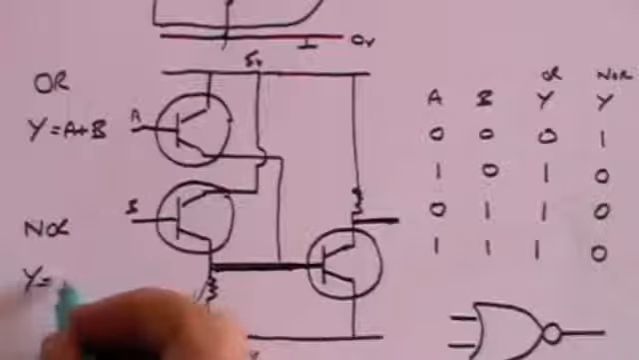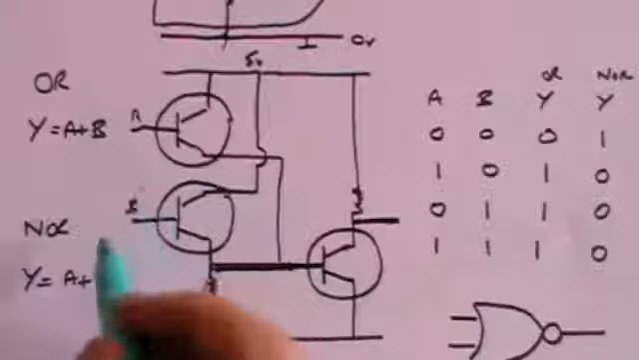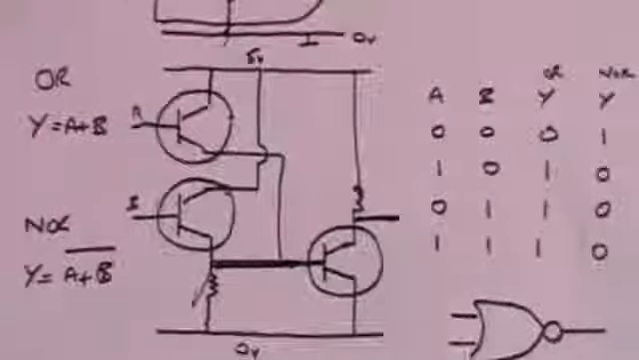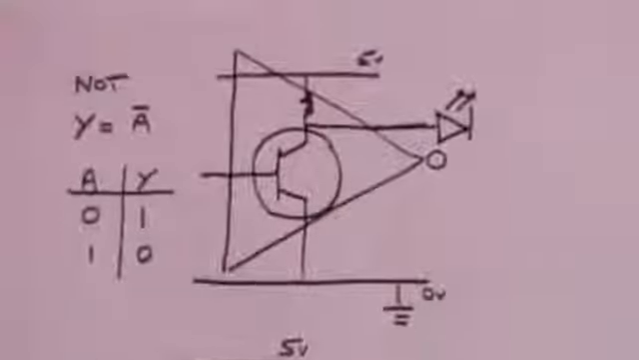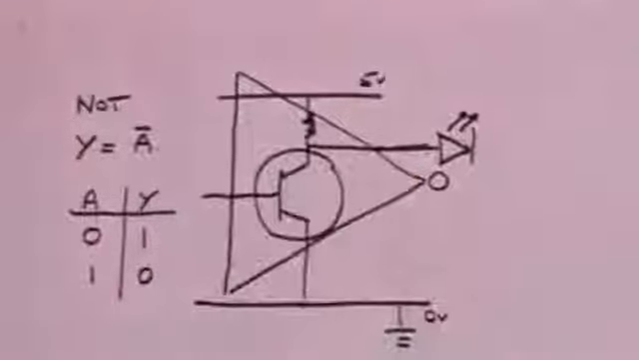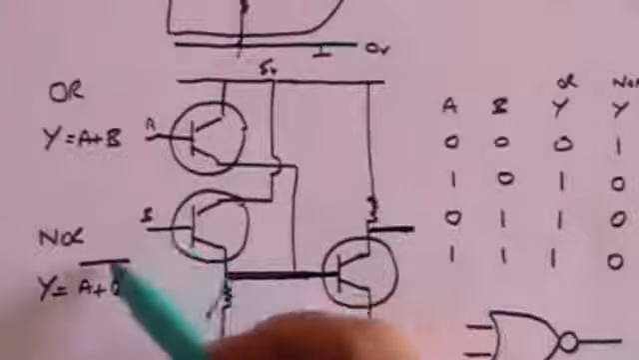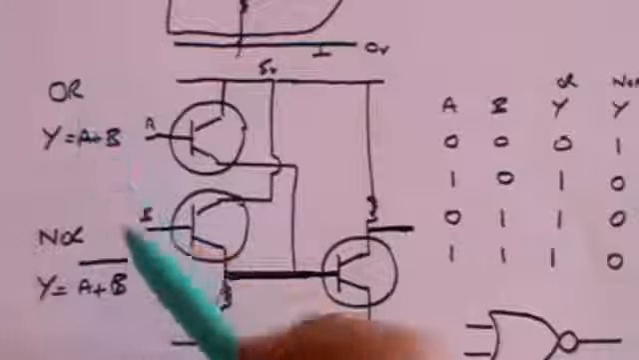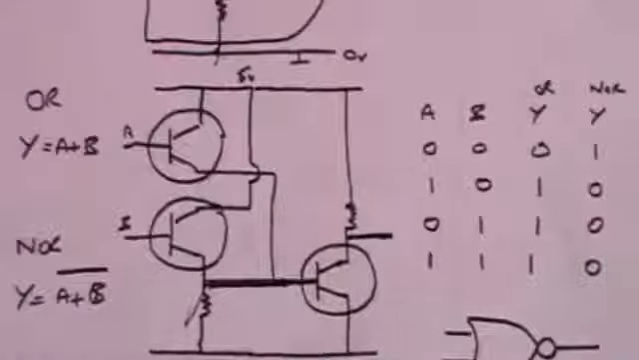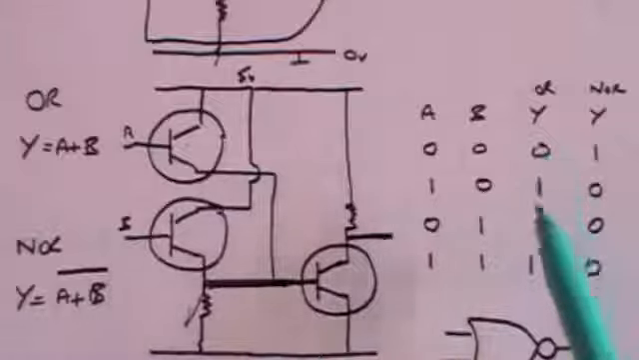And the representation of a NOR gate is Y equals A plus B, which is the same, of course, as the OR gate, but you put a line over the top. Remember that a line over the top, in the same way as we did it with the NOT gate, meant that there's a NOT element to it. So here we've got a NOT OR. This is not an OR gate. It's the opposite of an OR gate, giving us the exact opposite output to what you would get from an OR gate.